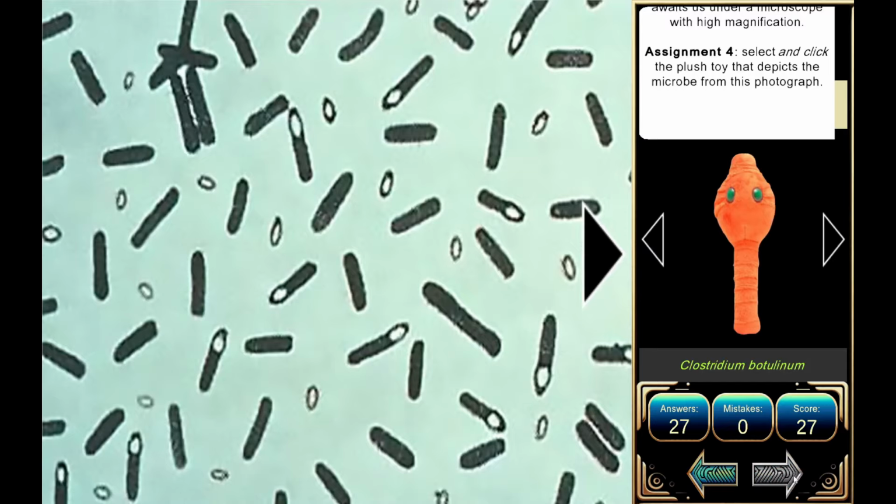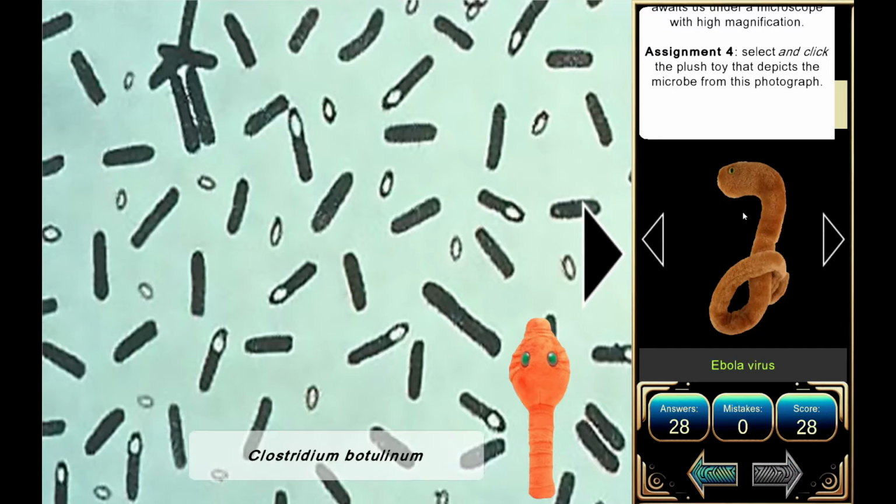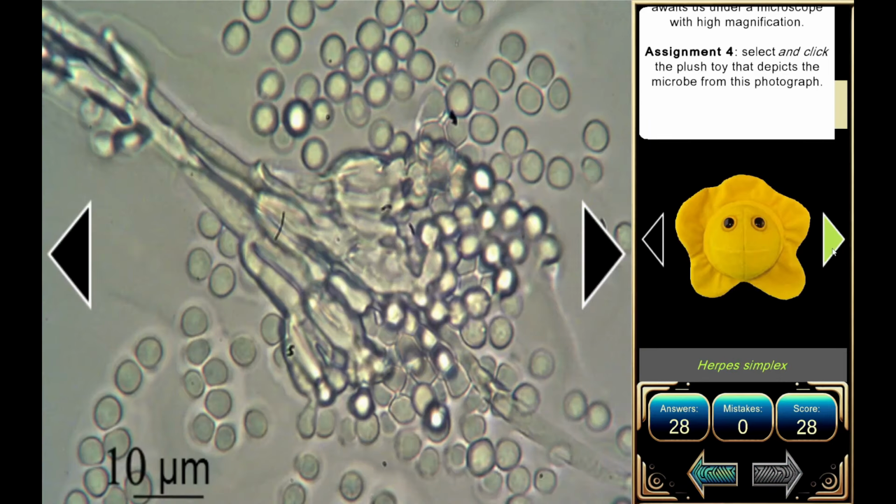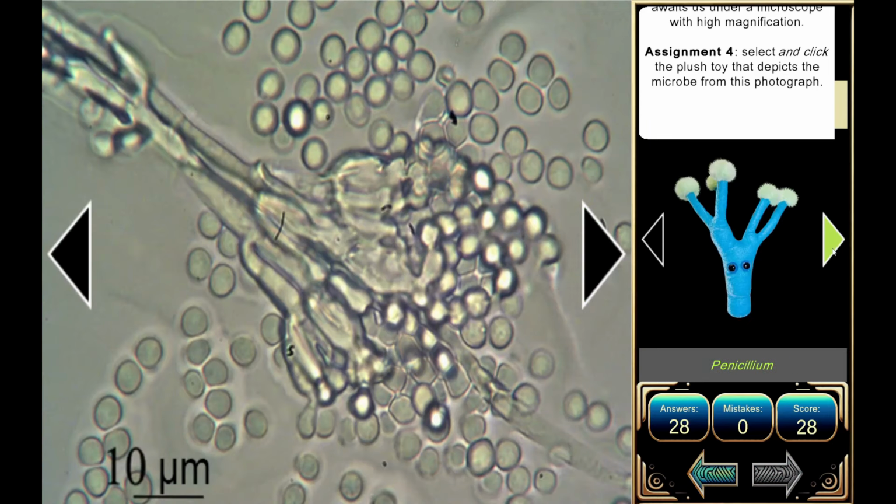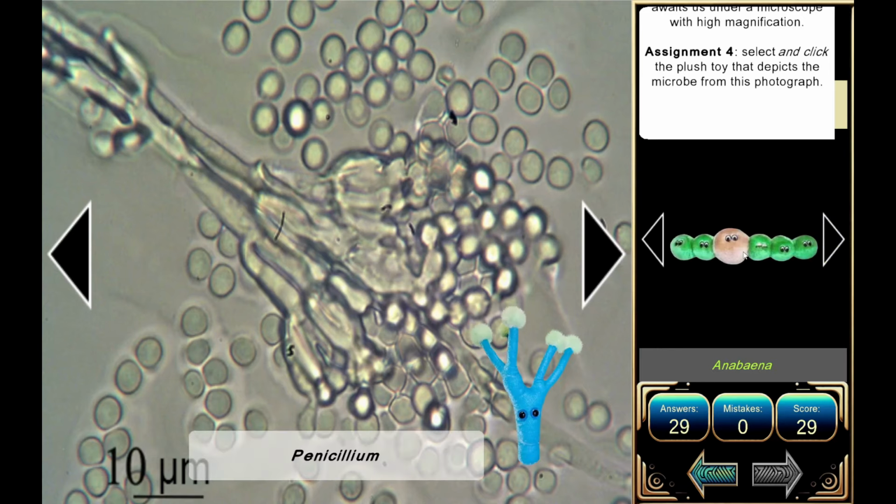This is Clostridium botulinum. It can be found in swollen canned goods. It's best if it doesn't end up in your mouth. And what is this micromop? Oh, it's the penicillium fungus, from which Alexander Fleming made the first antibiotic, penicillin.